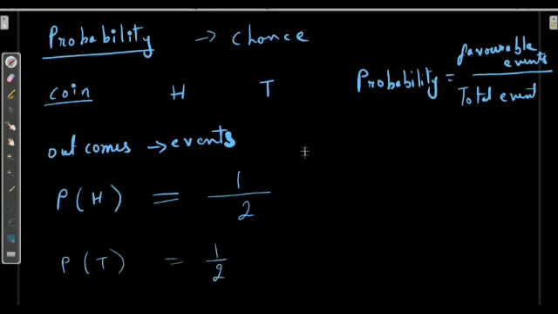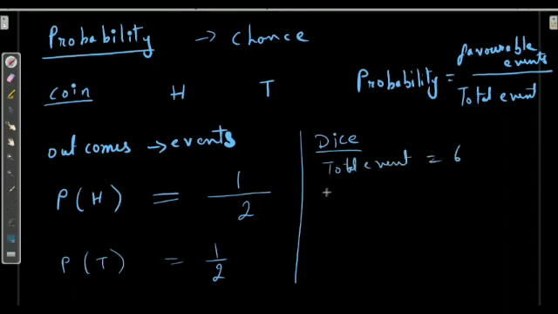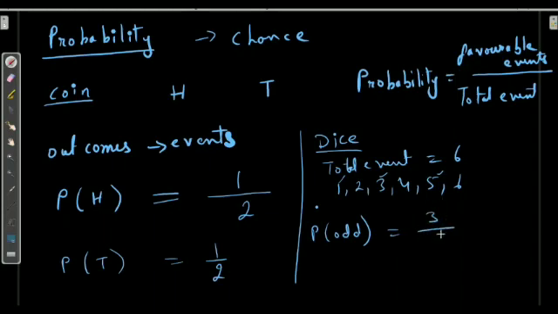Okay, let me take another example, a dice. For a dice, the total events are 6. If I ask what is the probability of getting an odd number, in a dice there are 6 numbers: 1, 2, 3, 4, 5 and 6. There are 3 odd numbers, so the favorable events are 3 and the total events are 6, so the probability is 1 upon 2. So this is the formula for probability: favorable events upon total events.